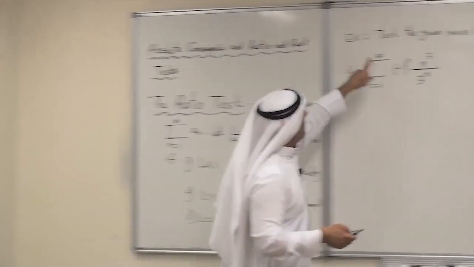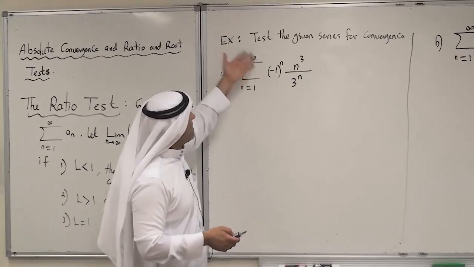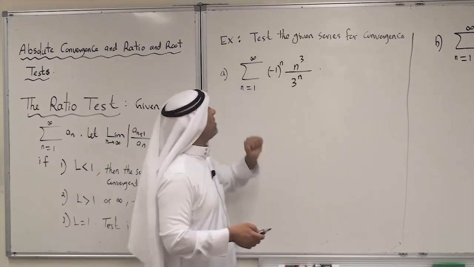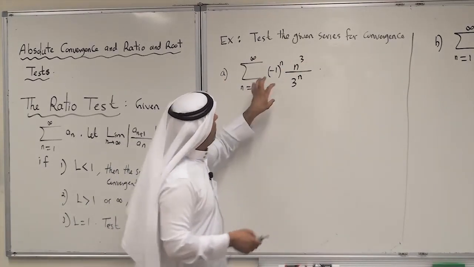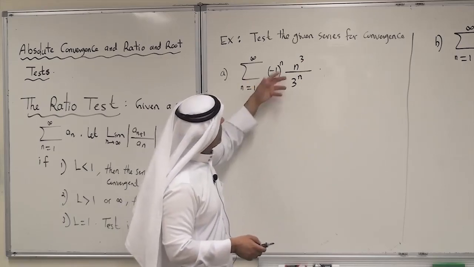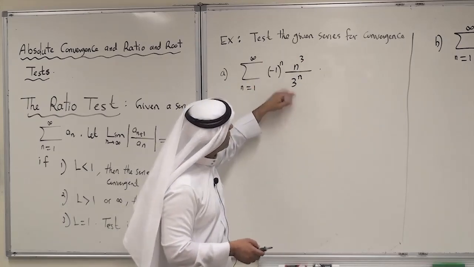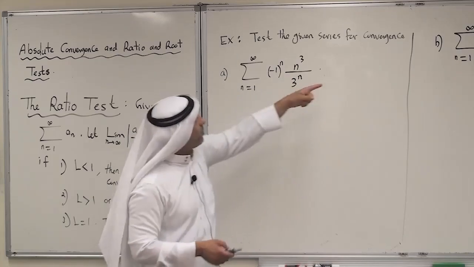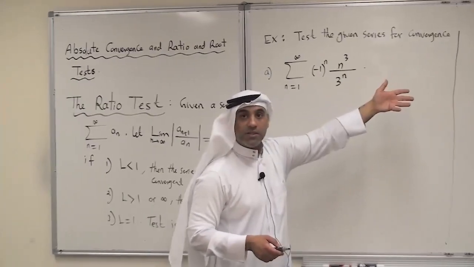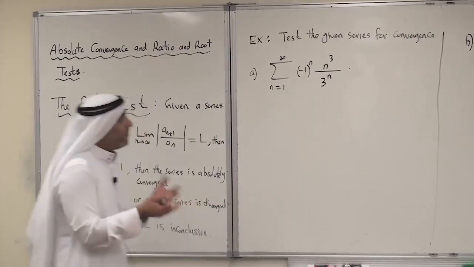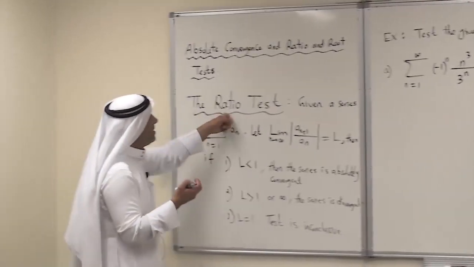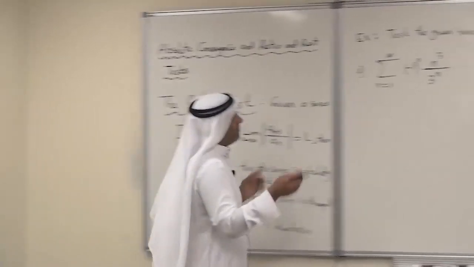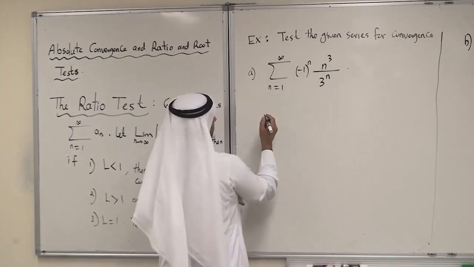Okay. An example of this says test the given series for convergence, and we have two of them. One of them involves powers of n and exponential functions, and the other one involves powers of n and factorials. We said in these cases, the first thing that comes to mind is the ratio test. Okay, let's apply the ratio test.